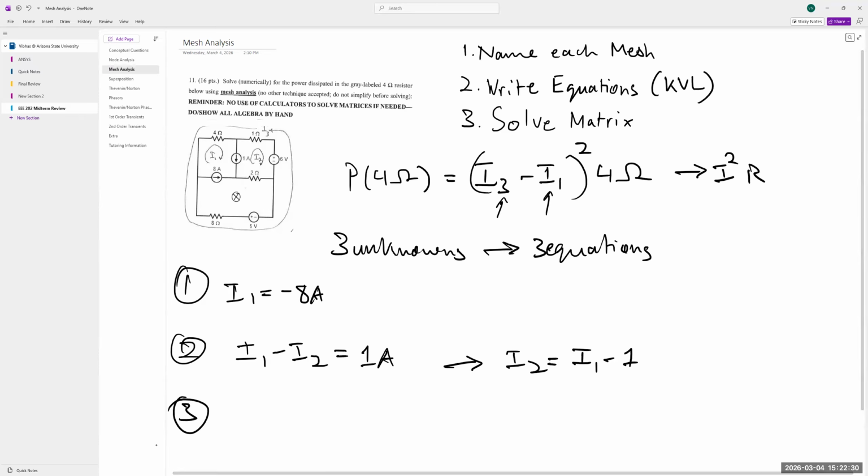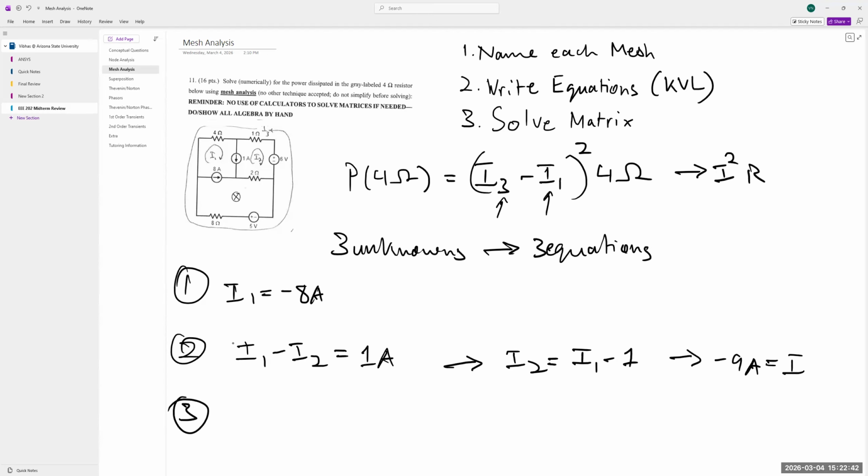For our third equation, let's actually solve this out first. I1 is negative 8. And if we subtract 1 from that, it's going to be negative 9 amps. So I2 is negative 9 amps, right? But we still have to find I3. So let me just double check my calculations here. Yeah, that makes sense.